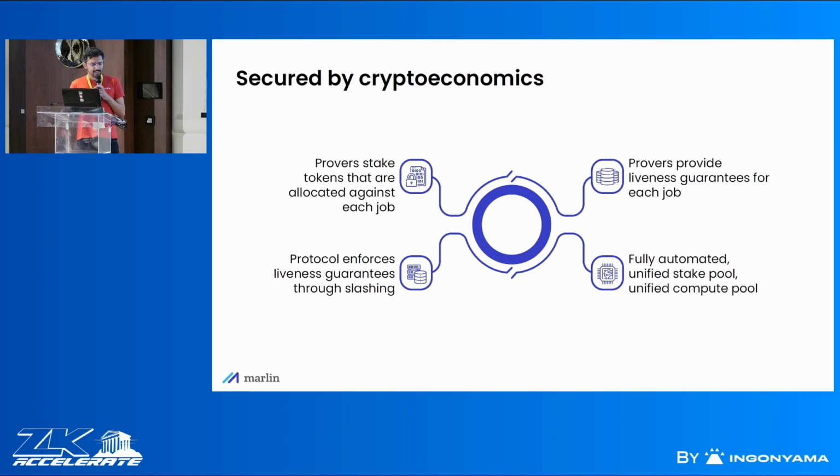The market is secured by crypto economics. So you have provers that stake tokens that are allocated against each job. You have provers providing liveness guarantees for your job that the protocol enforces through slashing, right? And the cool part is we managed to do it in a fully automated fashion without splitting up either the stake pool or the compute pool between different markets or different applications, right?